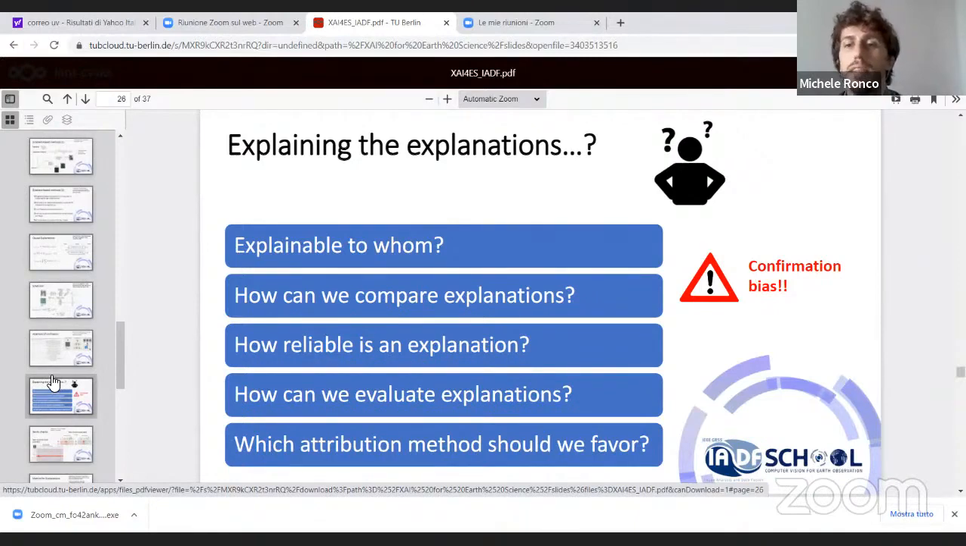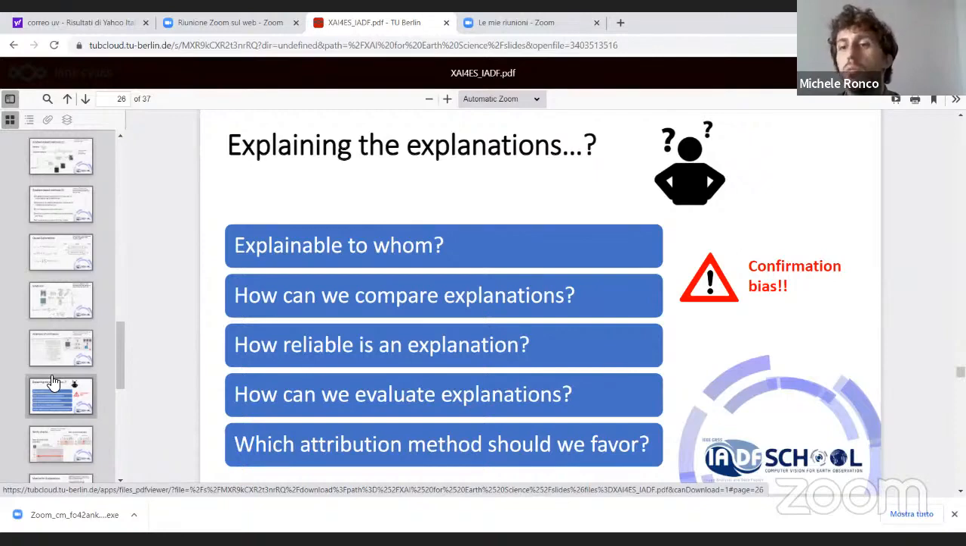And this also depends on who the final user is. As I was saying before, who is this explanation for? What is the target, the final user that should look at this explanation and understand something about what the model has learned thanks to this explanation? And so it's also important, how can we compare explanations?